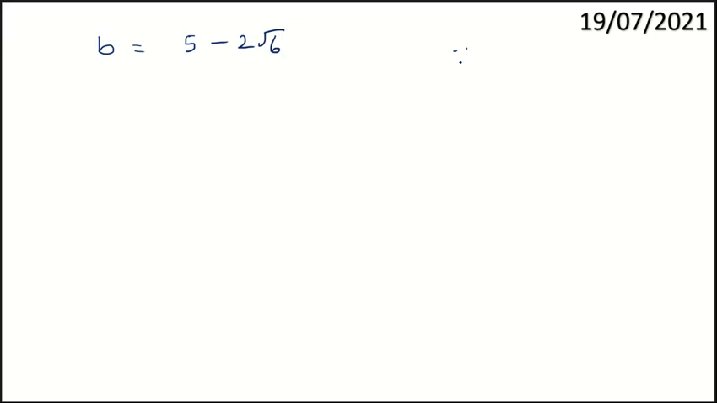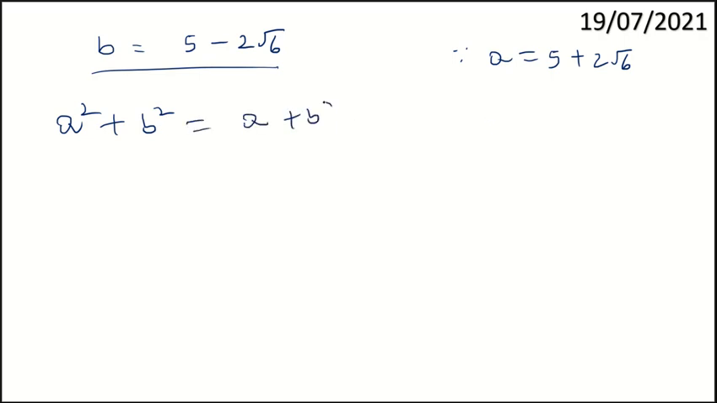Here we have got the value of a as 5 plus 2 root 6 and the value of b as 5 minus 2 root 6. And we are asked to find a square plus b square. We can find it in two ways. One, using the identity a plus b whole square minus 2ab. Many children have written plus here instead of minus and gone wrong. So, do not write plus sign, it is minus sign.